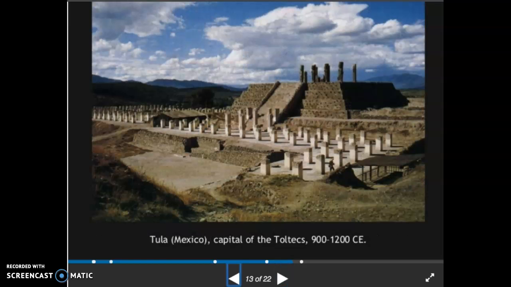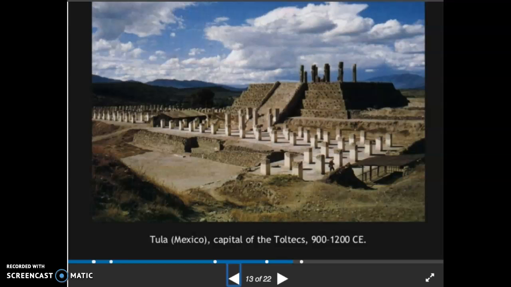So now we'll move on to Tula, Mexico, the capital of the Toltecs and the Toltec culture. It was greatly admired by the Aztec civilization, who frequently emulated its artistic and architectural style. It also marked the site where the famous Aztec god Quetzalcoatl, the feathered serpent, was thought to reside.